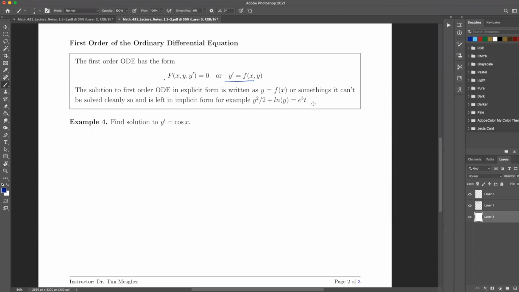Some of these you can solve explicitly. You can write in an explicit form. Some of these you can't. Like this, there's no way of writing this as y equals something. And I think I need a derivative on that. Put a little derivative on the y's. I think I forgot my derivatives on that.